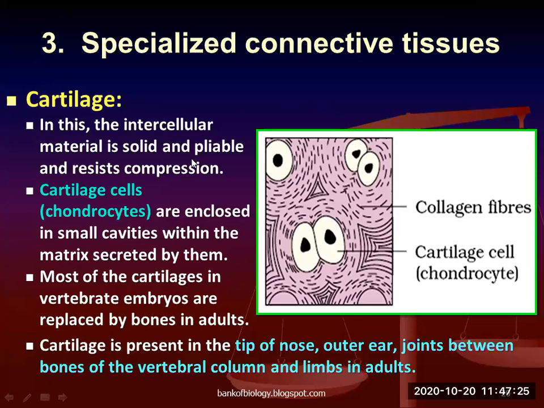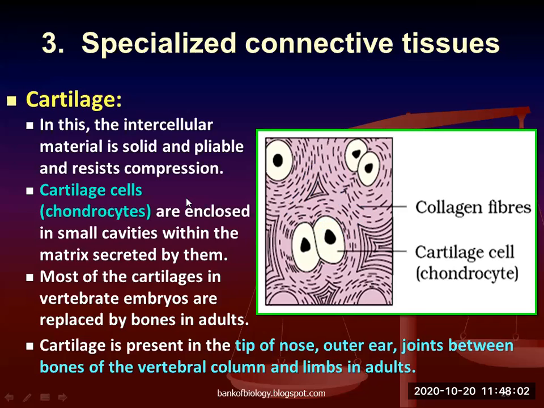The cells of cartilage are called chondrocytes, which are enclosed in small cavities. Yes, correlate with the diagram. We have that cells are chondrocytes within the matrix secreted by them. This is the matrix secreted by these cells only. So in that particular matrix, those particular cells are going to be present.